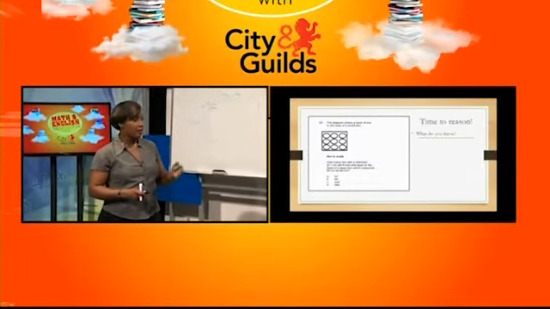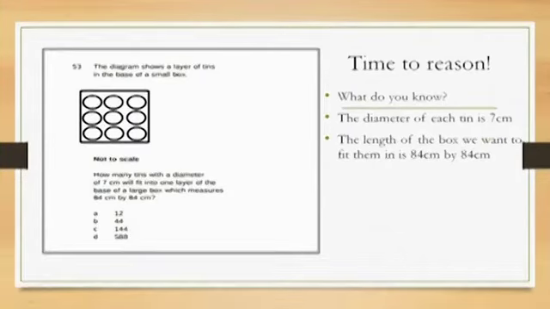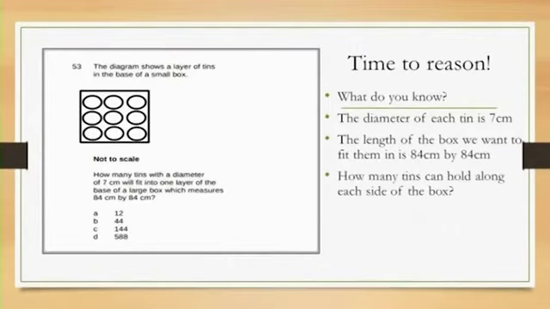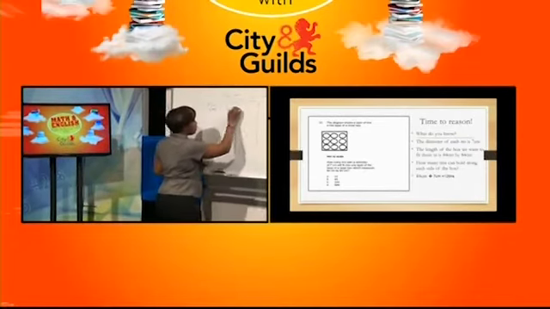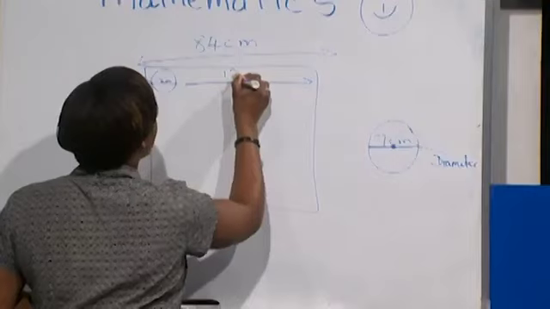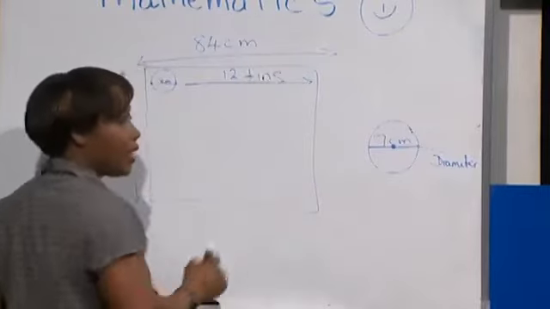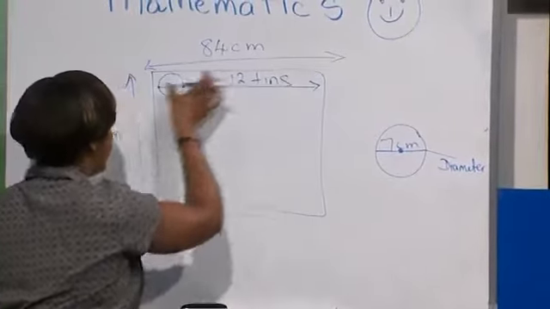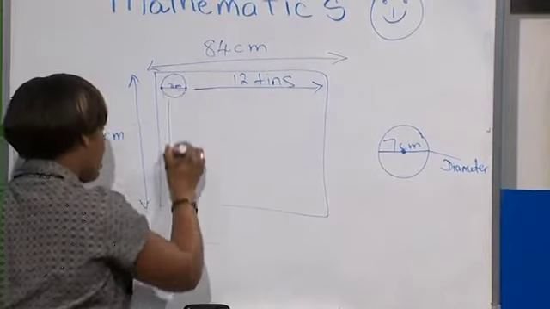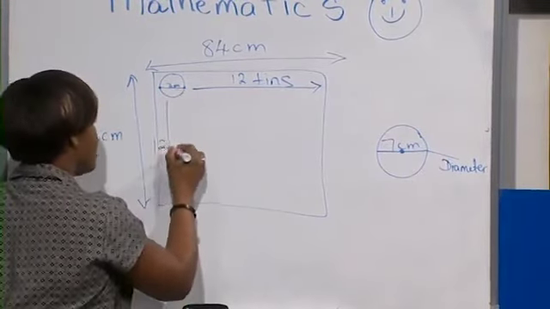So let's look at what happened here. We're reasoning. What do you know? The diameter of each tin is 7 centimeters, and the length of the box we want to fit them in is 84 by 84. We drew the box. Now, how many tins can fit along each side of the box? 84 divided by 7 gives us 12. So we'd have 12 tins right here, right? Now this length is the same as this length, so I would also have 12 tins right here.